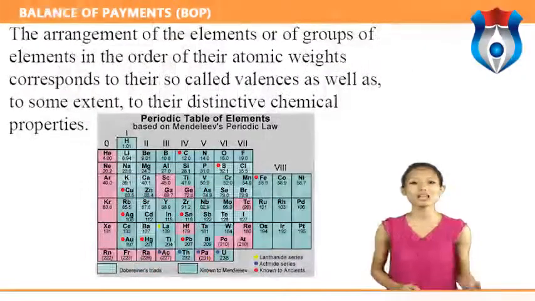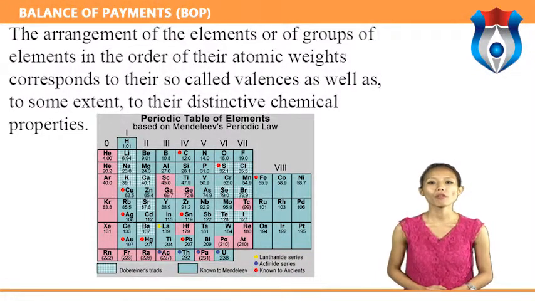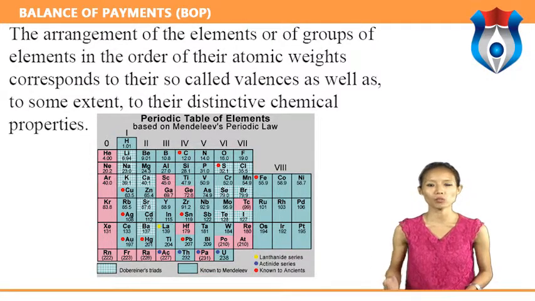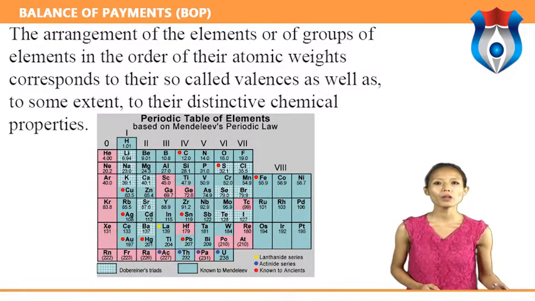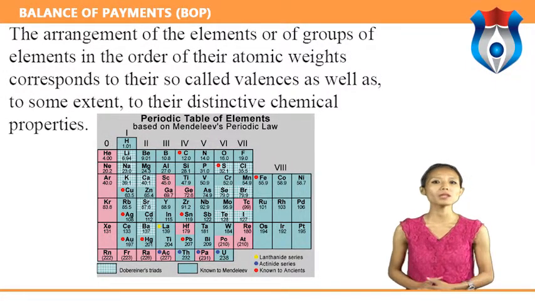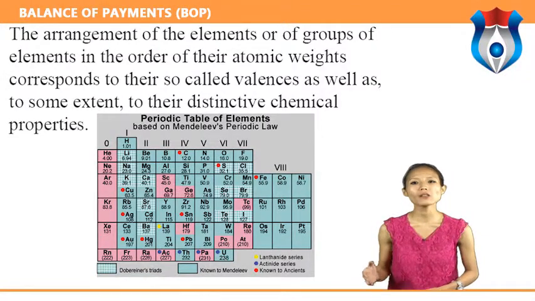The arrangement of the elements or of groups of elements in the order of their atomic weights corresponds to their so-called valences as well as, to some extent, to their distinctive chemical properties, as is apparent among other series in that of lithium, beryllium, barium, carbon, nitrogen, oxygen, and iron. Obviously, boron B and fluorine F are meant. Mendeleev's 1869 paper lists the symbols B and F rather than the names of the elements.